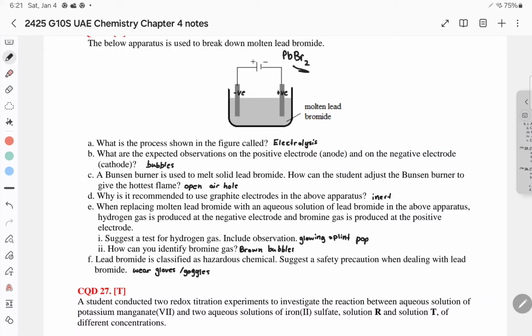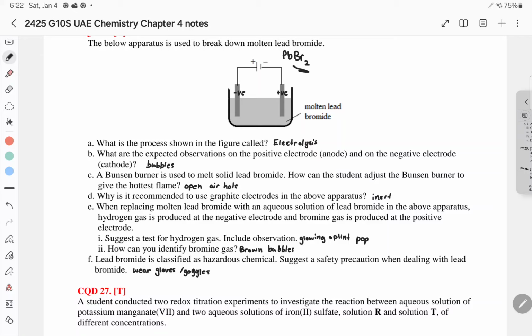Now, a Bunsen burner is used to melt solid lead bromide. How can the student adjust the flame to give the hottest flame? This is from last year's chemistry. The answer is to open the air hole, because it lets in more air and gives you a hotter flame. Why is it recommended to use graphite electrodes?